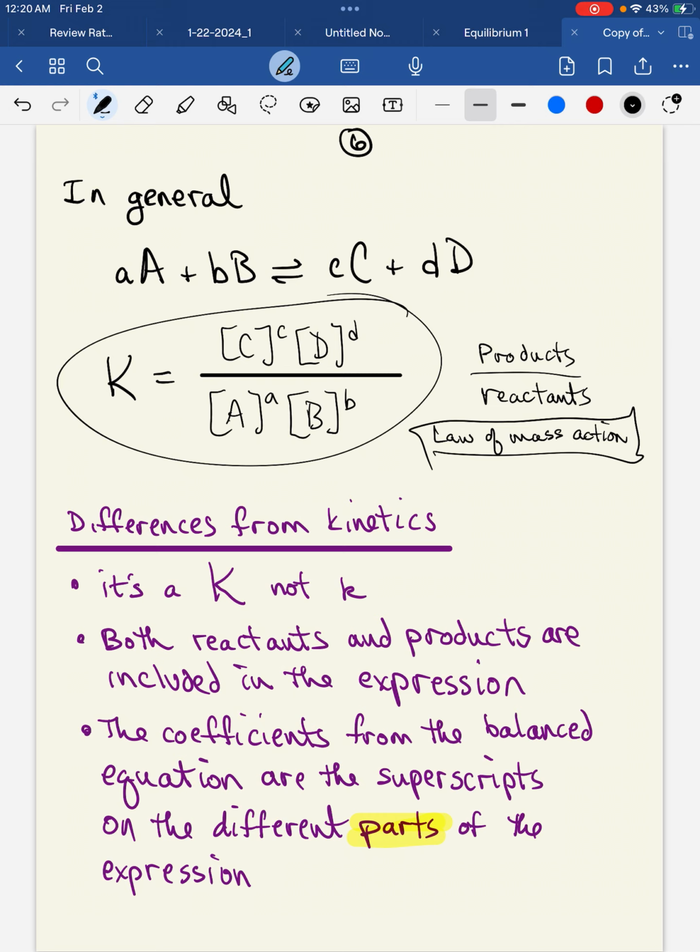So how does this differ from kinetics? Well, it's a capital K, not a lowercase k. Both the reactants and the products are included in the expression, and the coefficients from the balanced equation are the superscripts on the different parts of the expression. You don't have to do an experiment to find out what those are, we called those reaction orders before. I think I will pause right here, and that way I've got a better chance maybe of getting it to upload to YouTube. So I will pause, and then maybe I'll start the second video.